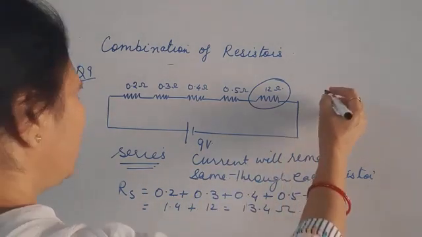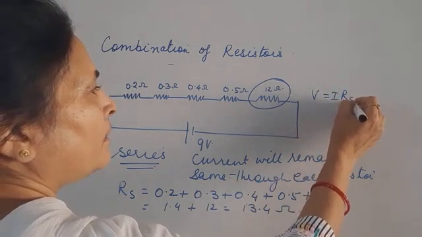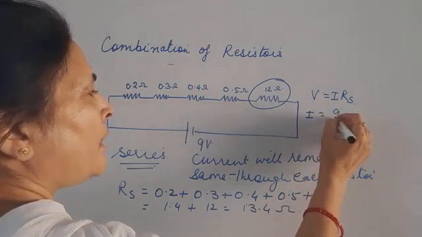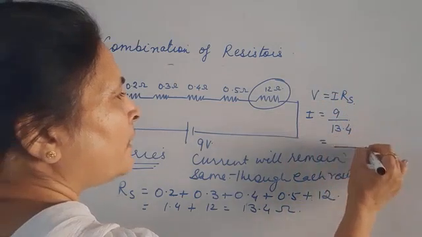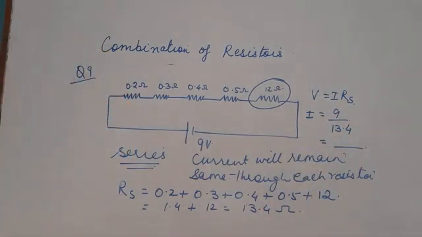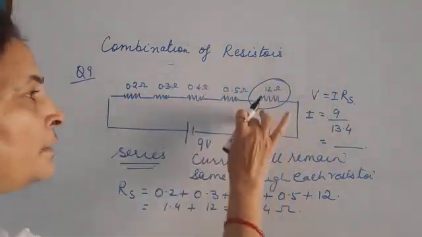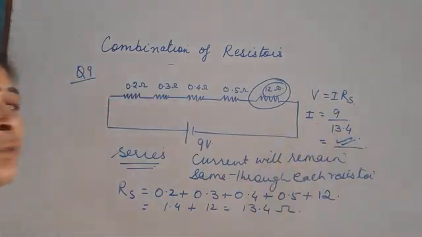And what will be my answer? V equals IRS. So what will I be equal to? 9 upon 13.4. You can simply divide yourself. And this current in series is going to remain the same through all these resistors. So the current through the 12 ohm resistance will also be this value. Clear?